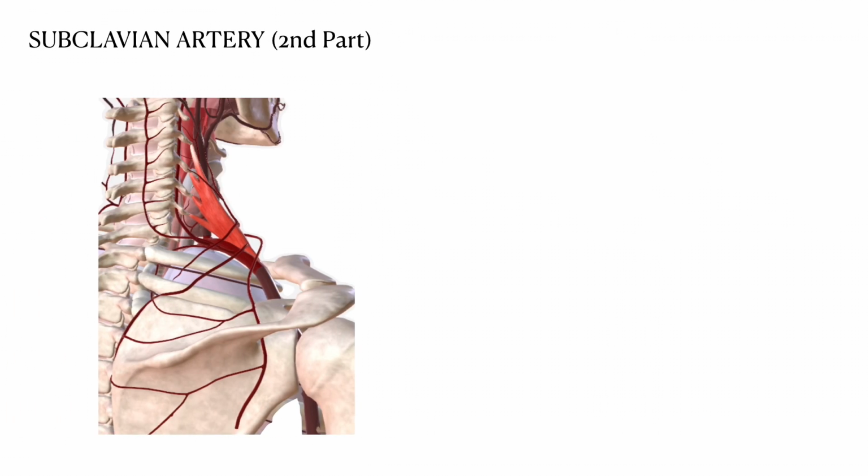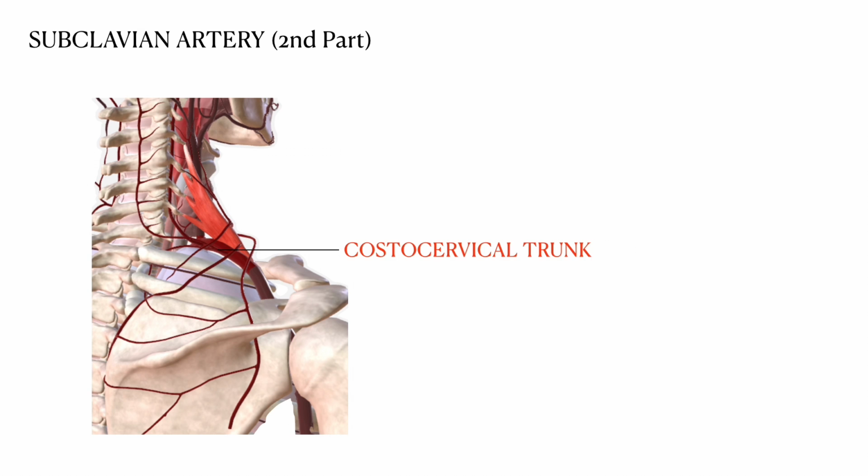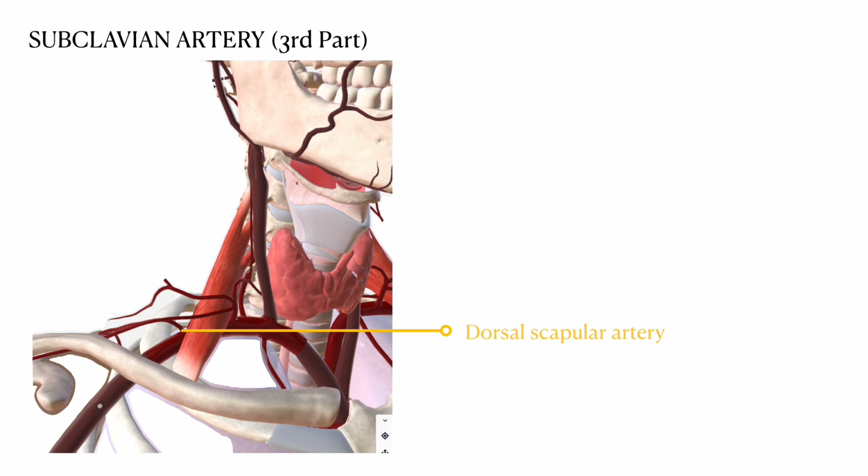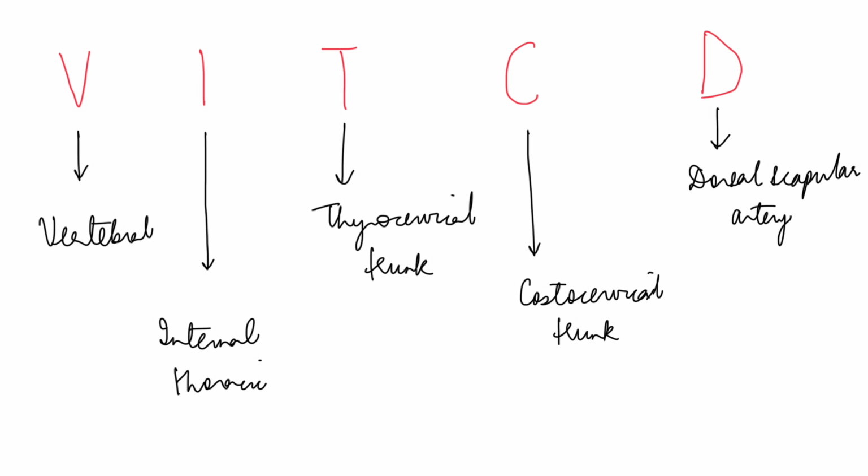The second part of the subclavian artery gives rise to costocervical trunk, which further divides into deep cervical and superior intercostal artery. The third part gives rise to dorsal scapular artery. We can remember all the branches of the subclavian artery via a mnemonic that is vitamin CD, VIT-CD.